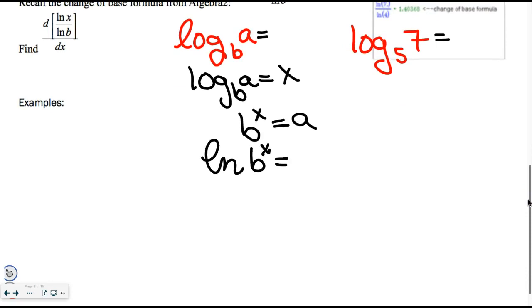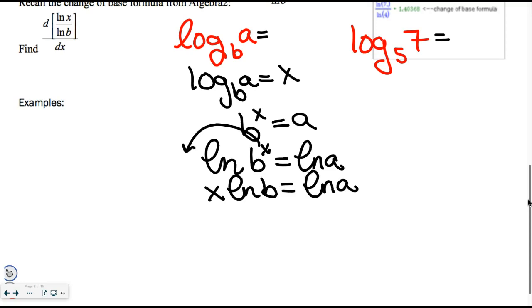That's always legal. And we're going to get what you were probably told was called the change of base formula. Do you remember doing that? So what I'll get here, we can bring this out front. That's one of the logarithm rules, is powers come out front. So I have x ln b equals ln a.